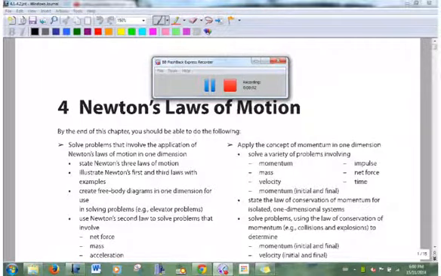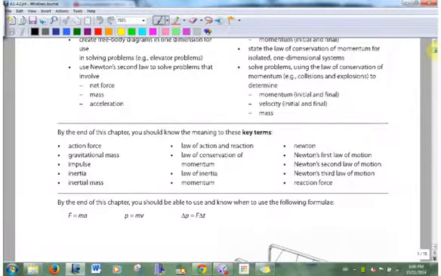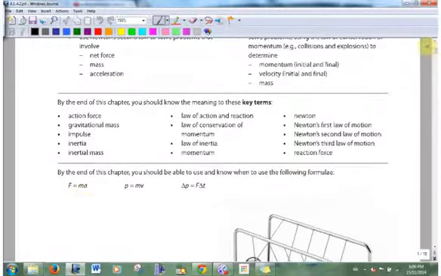Okay, today we're going to do Newton's first, not to mention all these other terms we're going to have. That is actually Newton's second law. And after this we'll do momentum.